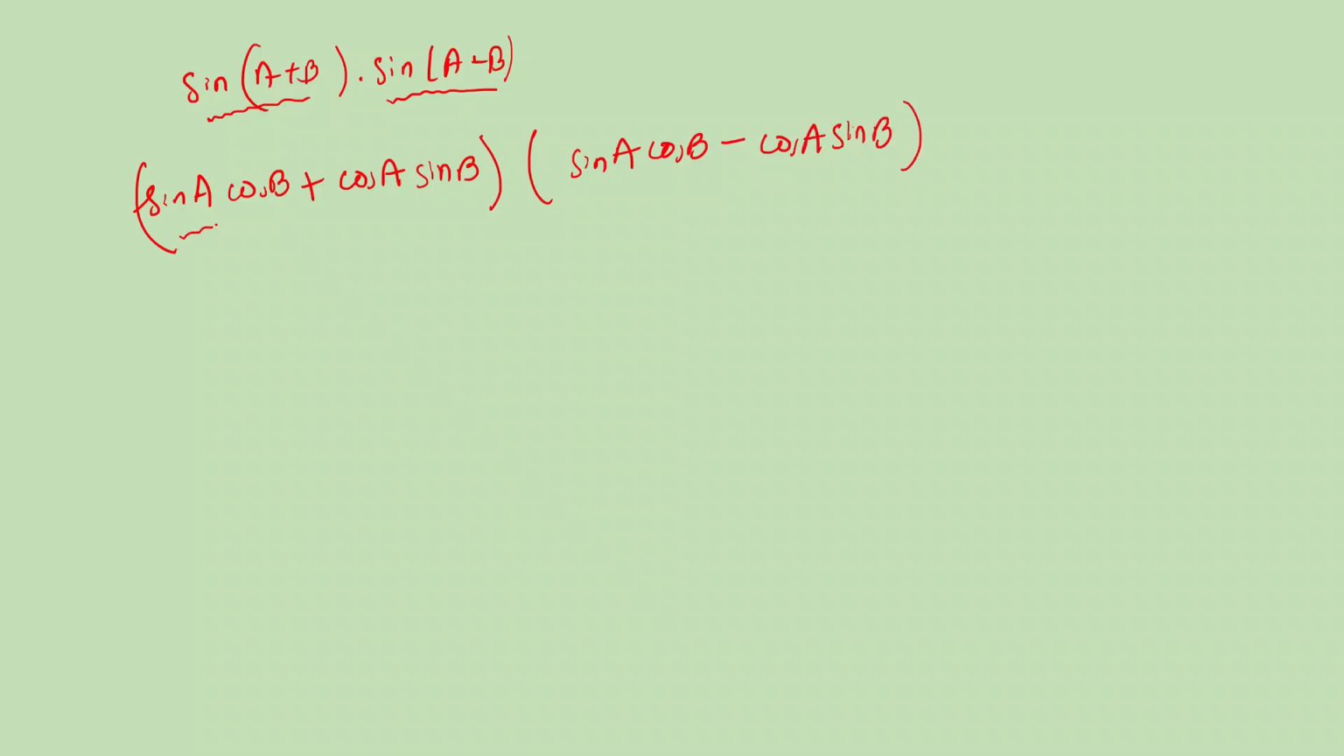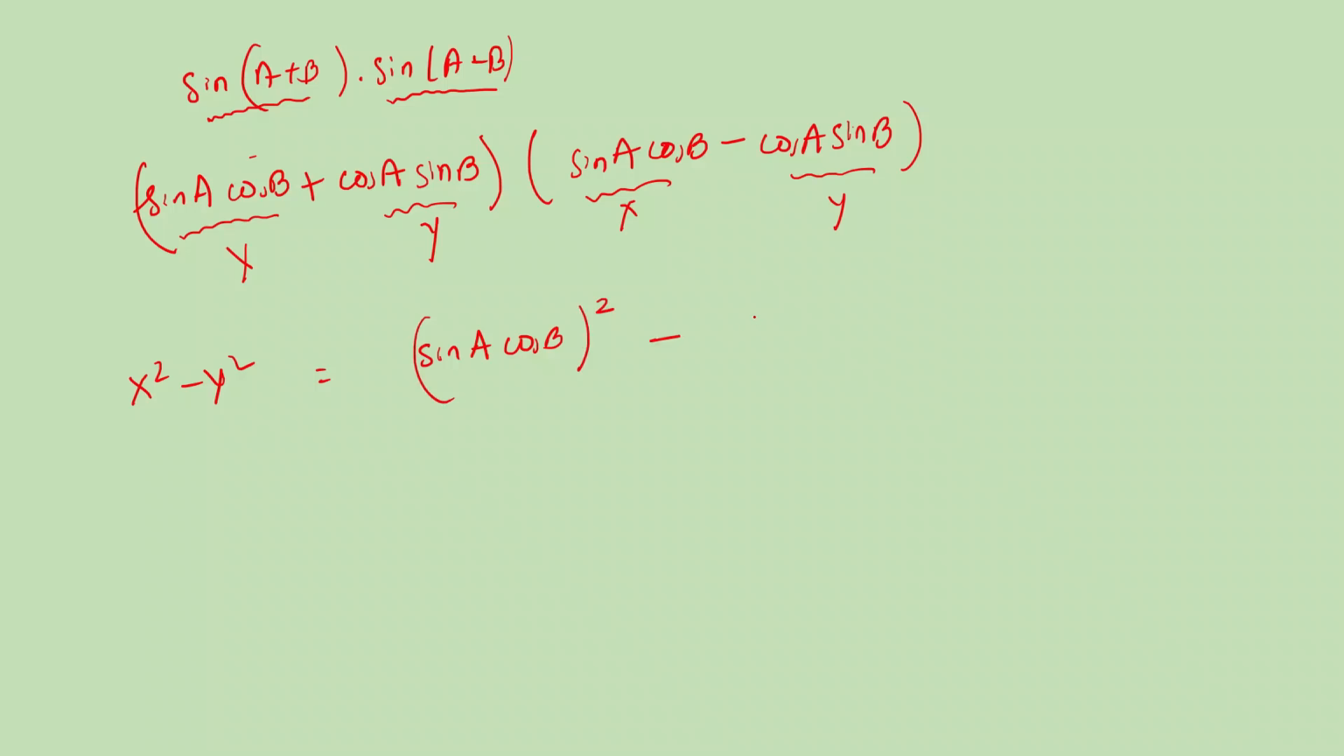So think of this entire thing as x, this entire thing as y. So this is also x, this is also y. So this is x plus y into x minus y. We know what is it? We know that it is x square minus y square. X plus y into x minus y is x square minus y square. Just put on the values. Okay, so you'll be having sine a cos b the whole squared minus cos a sine b the whole squared.